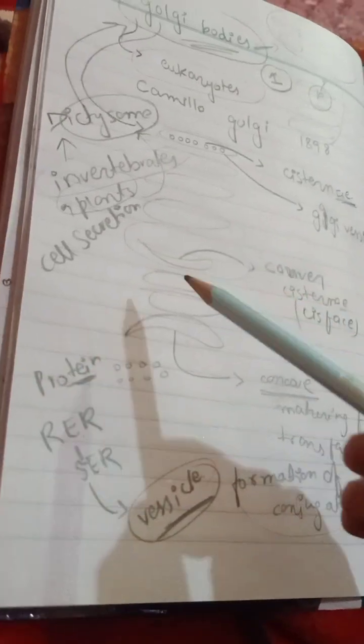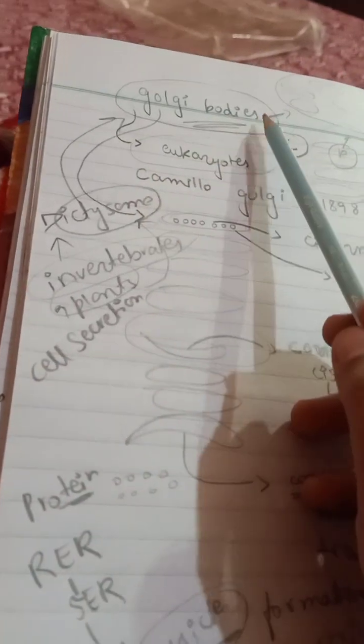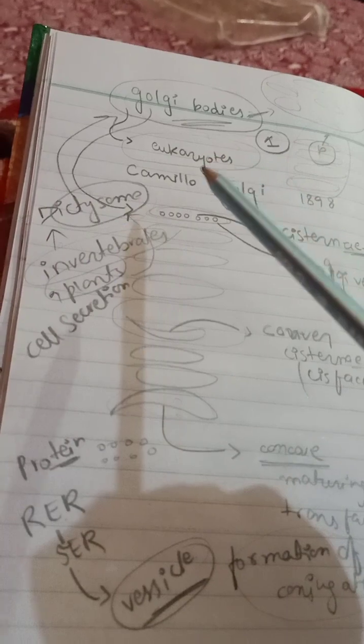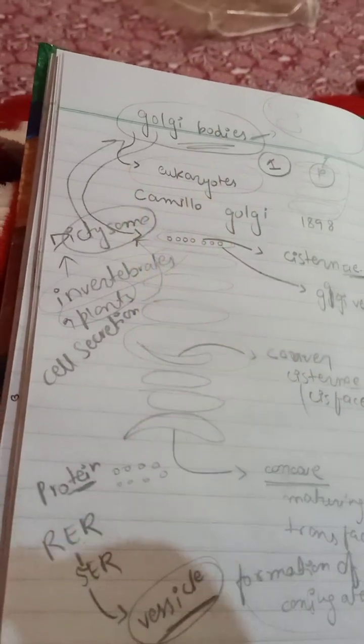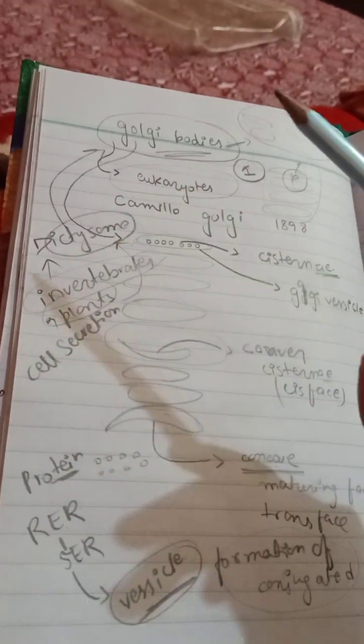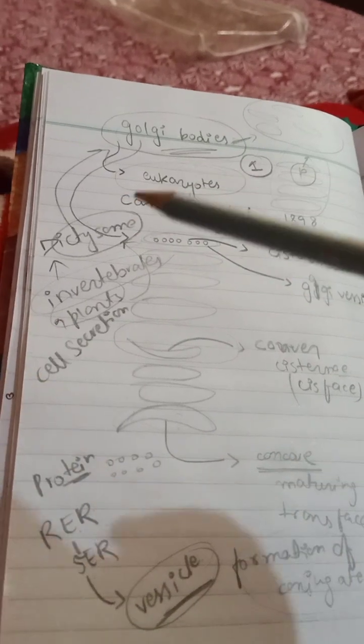We call them Golgi products because the main function of the Golgi bodies is cell secretion. So in this video we have discussed the Golgi bodies as well as their functions. In the next video we will discuss the lysosome.